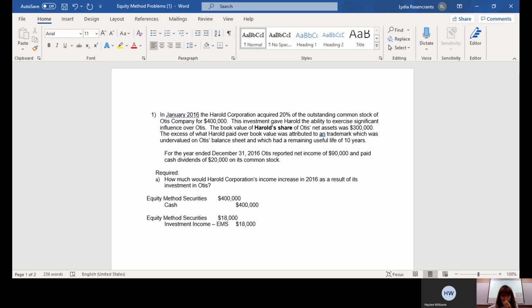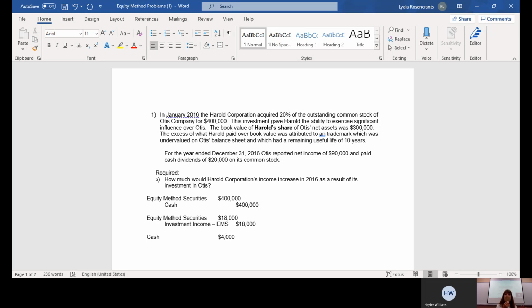Okay. The third entry that we are always going to make, assuming that they pay dividends, which in all these problems they do, is we're going to record the dividends. And we have to record Harold's share. So that's going to be a debit to cash. So Otis paid dividends of $20,000. 20% of $20,000 is $4,000. So Harold would have received a check from Otis of $4,000.